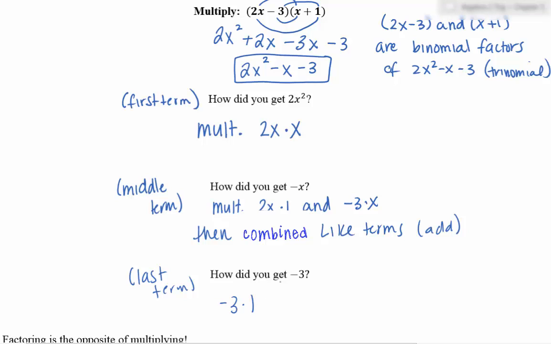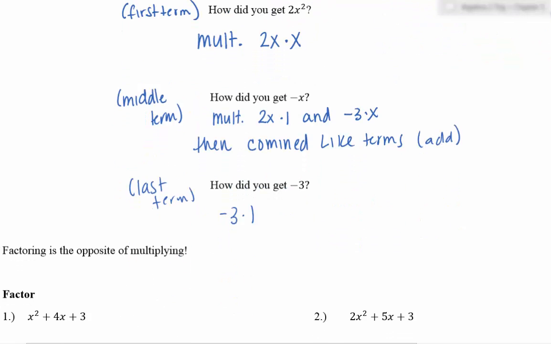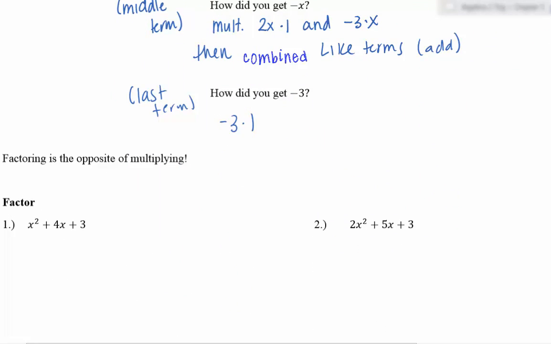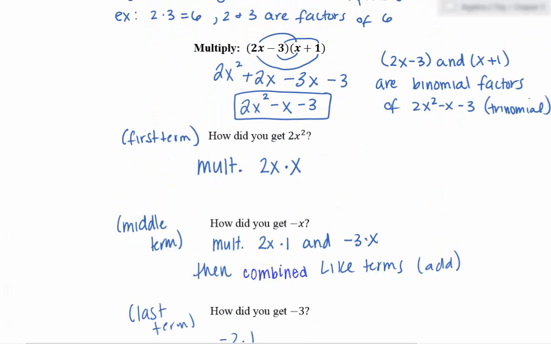So basically, we're multiplying very specific parts of these two binomials, the first part in each binomial to get the first term, and the last part in each binomial to get the last term. Then we have our middle, I like to call it, outside and inside terms. We added them together to get that negative x. So factoring is the opposite of multiplying, aka dividing. And we're going to do this process backwards. We're going to give you a trinomial, and we're going to go backwards to get the binomial factors, hence the name factoring.